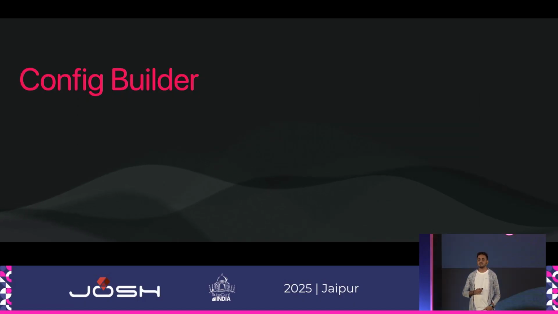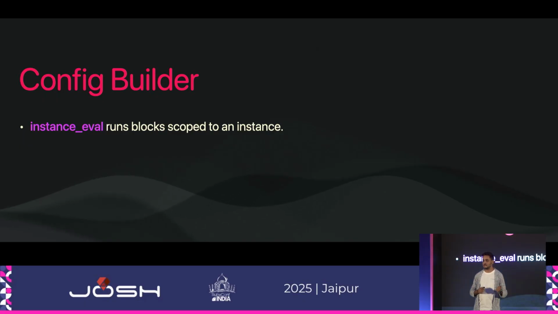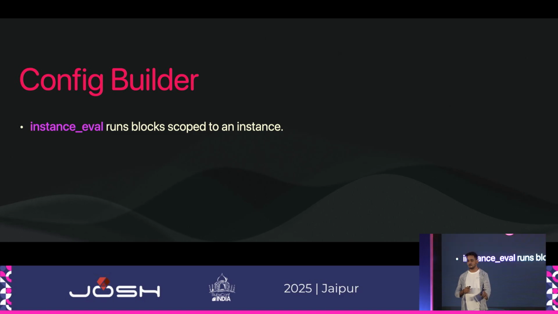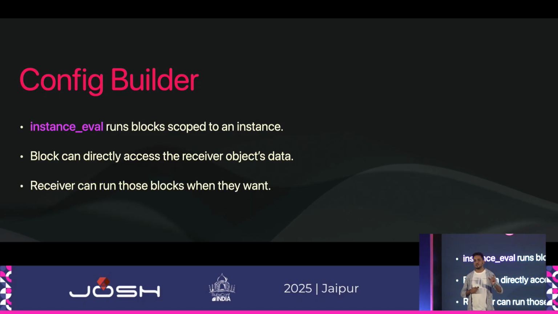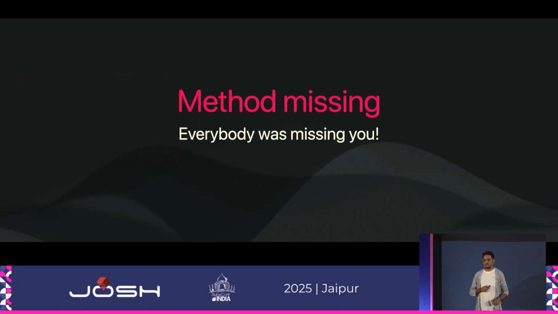So this configuration object builder taught us a couple of things. First of all, instance_eval is scoped to an instance. The name says that well. So what happens is whenever you run a block, it will run in the context of the receiver. And this receiver can share its data, its methods, its variables with that block. And the receiver, most importantly, can run that block whenever it wants, whenever it needs to. This is important.